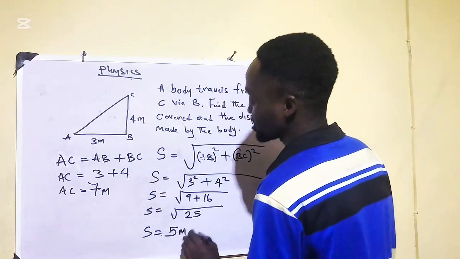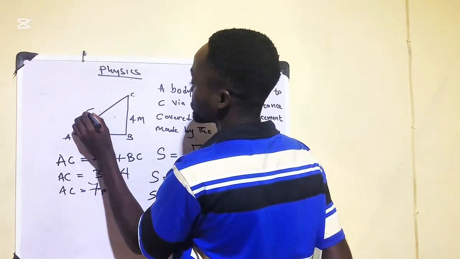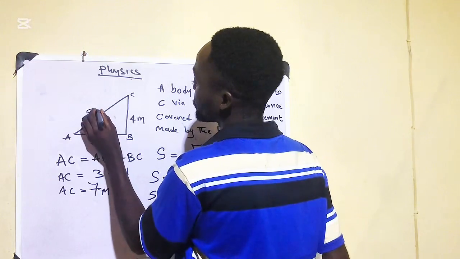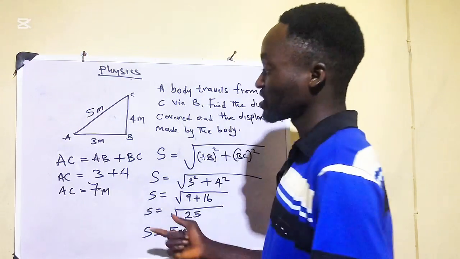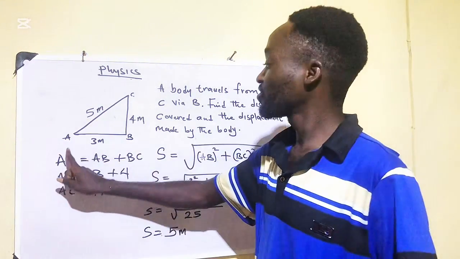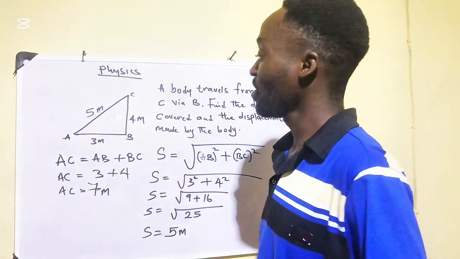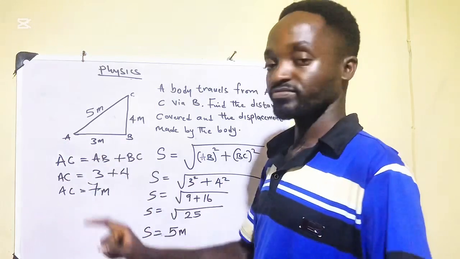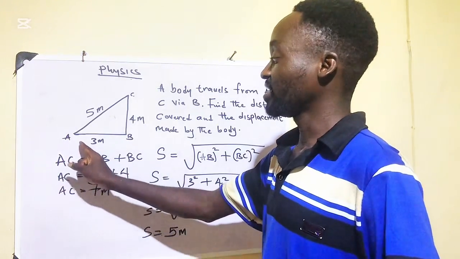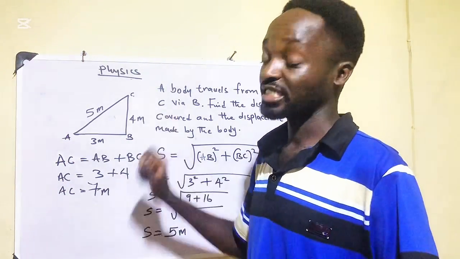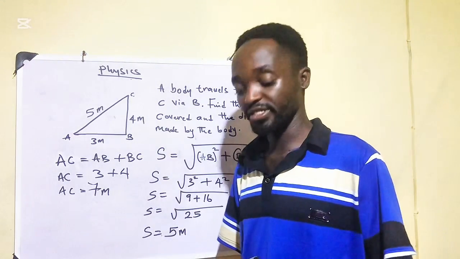Remember the unit is meters. So the distance from A to C is 5 meters. Do you understand? For displacement, we are only concerned with the shortest distance that the body followed, while in distance we take all the path that the body actually follows. So that's how you solve questions related to this. All right.